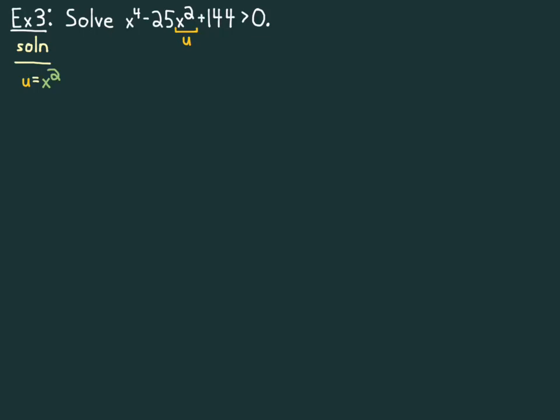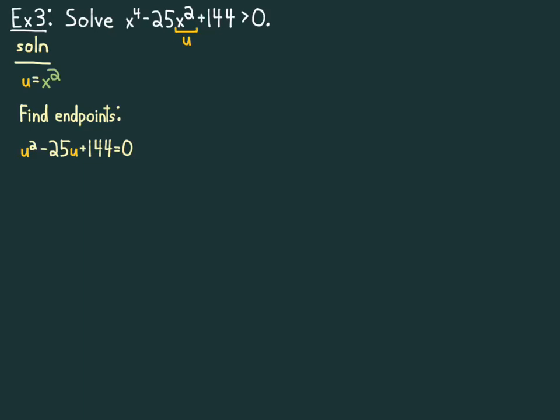That just simplifies the way it looks, right? And you have to remember, your answer has to have x's in it, not u's, in your final answer. So I need to find the endpoints for the solution intervals. So I have to solve u squared minus 25u plus 144 equals 0.